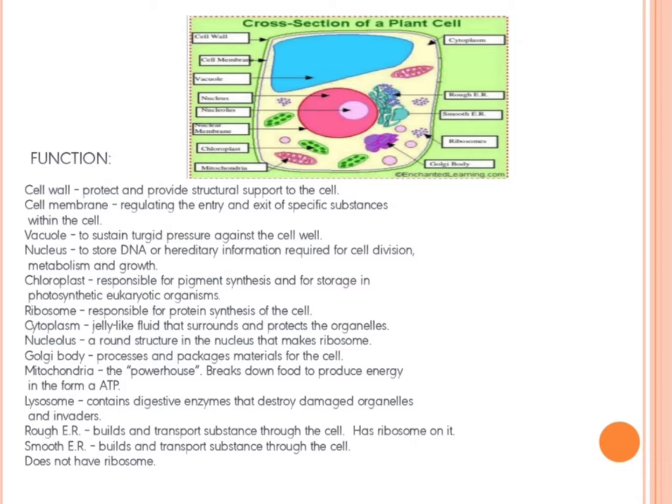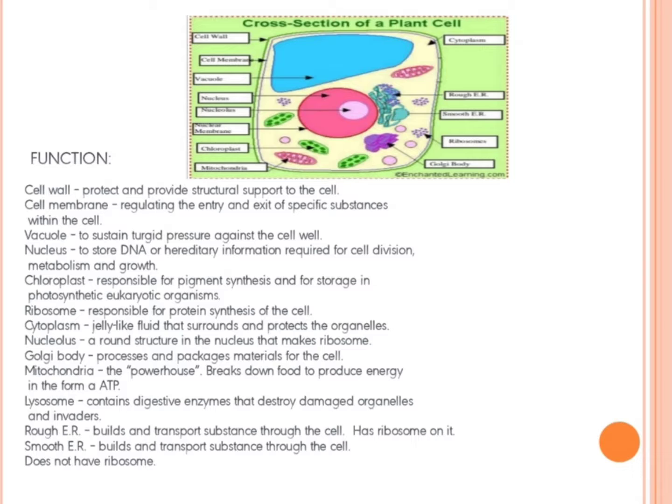Chloroplast is responsible for pigment synthesis and for storage in photosynthetic eukaryotic organisms. Ribosome is responsible for protein synthesis of the cell. Cytoplasm is a jelly-like fluid that surrounds and protects the organelles. Nucleolus, a round structure in the nucleus that makes ribosomes.